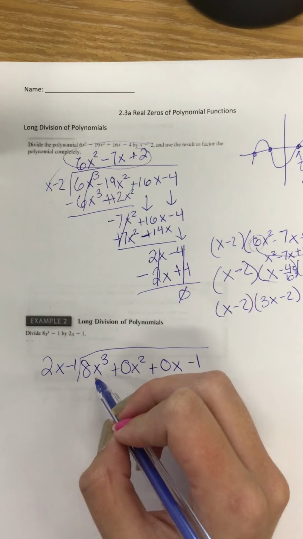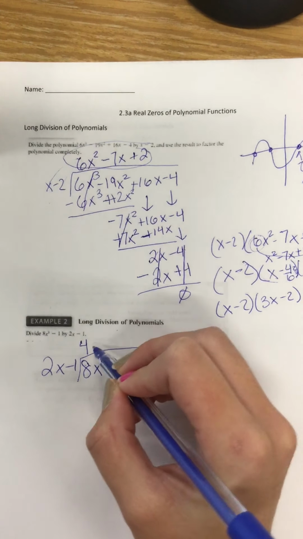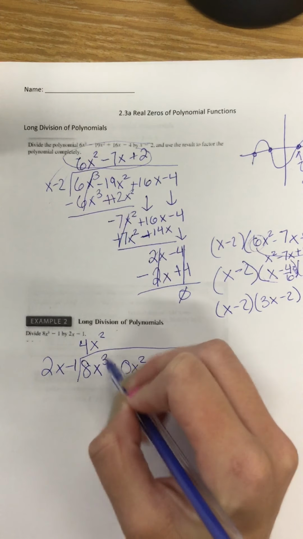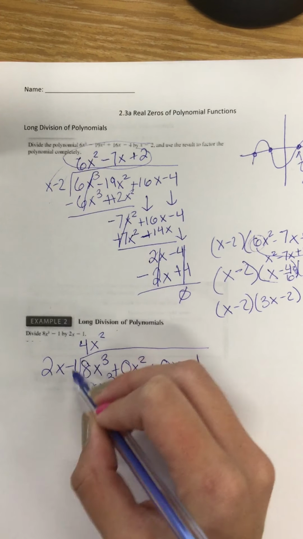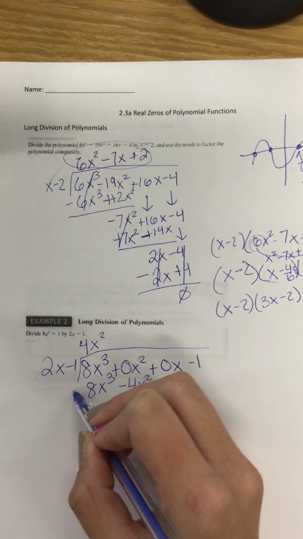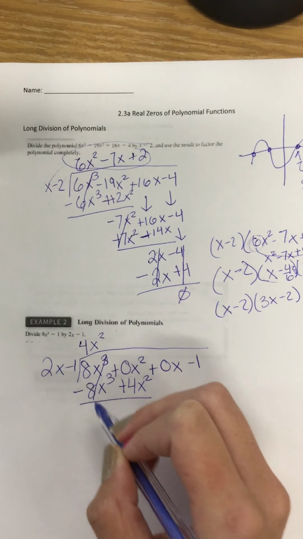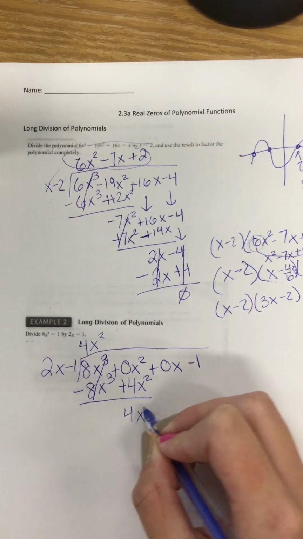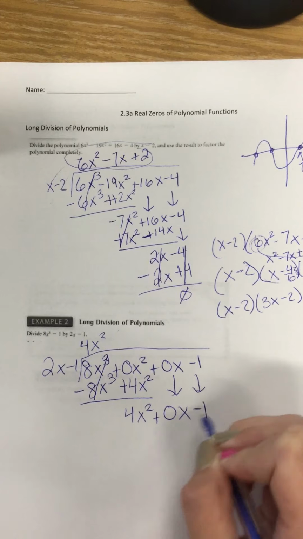So let's see, how many times do we get to get 8? 2 times 4 is 8, and we need 2 more x's to make 3. So I get 8x cubed, and what do I get here? 4x squared times negative 1 is minus 4x squared. See why we needed that placeholder there? Because we're still going to get a value there. So we change our signs to subtract it. We get 4x squared, bring down what we have, plus 0x minus 1.